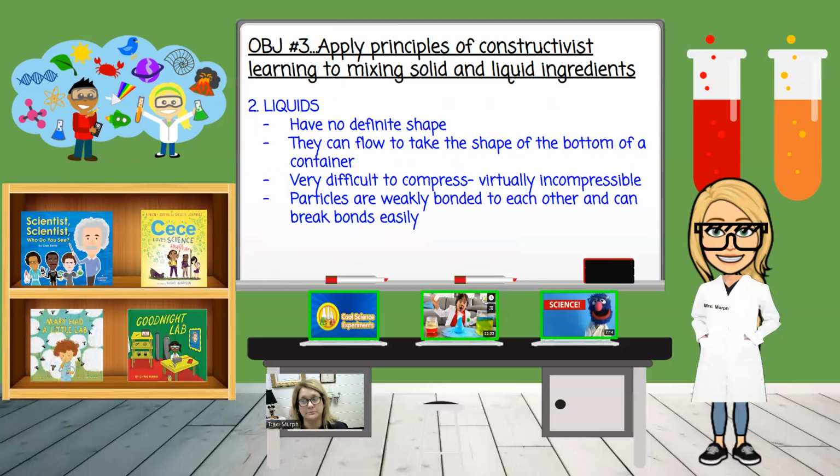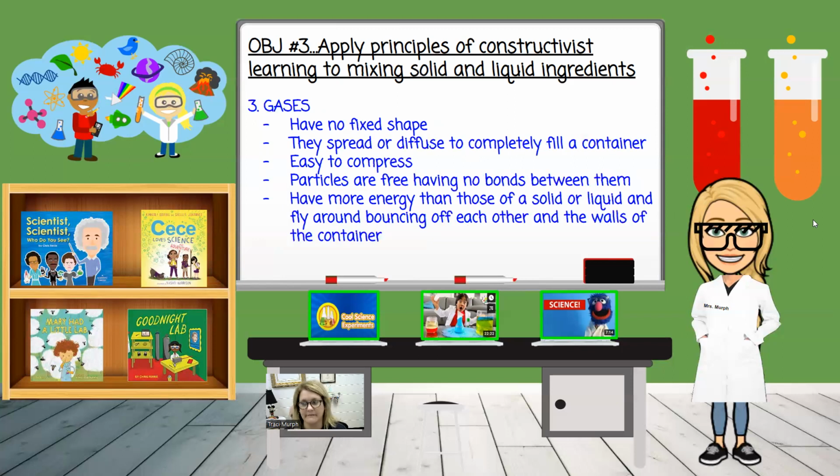Number 2, liquids have no definite shape. They can flow to take the shape of the bottom of their container, and they are very difficult to compress, virtually incompressible. These particles are weakly bonded together and can break their bonds very easily.